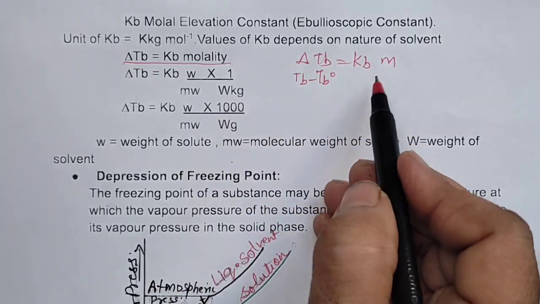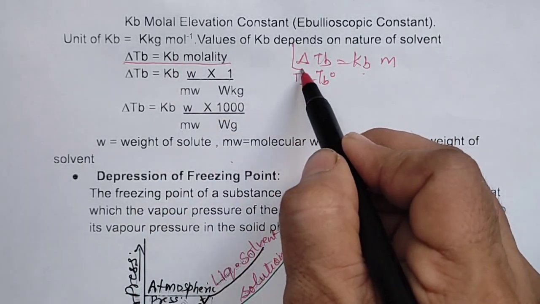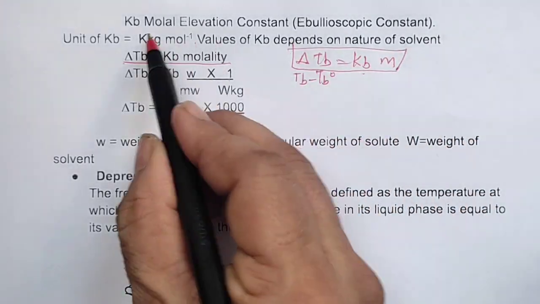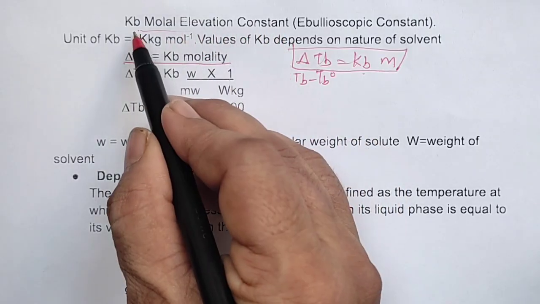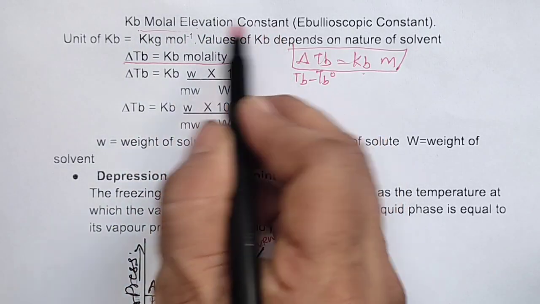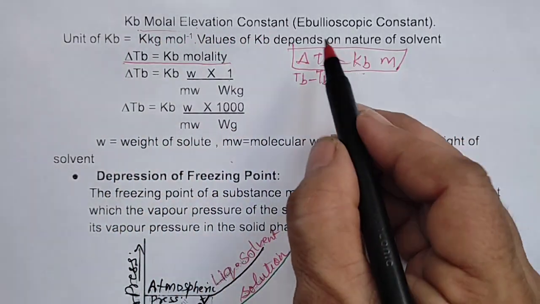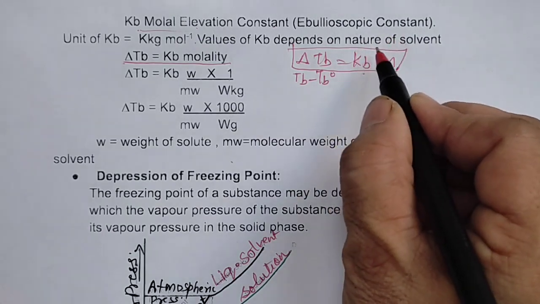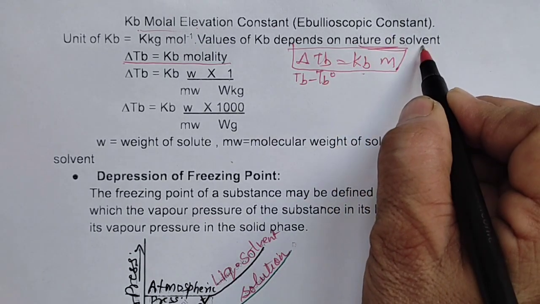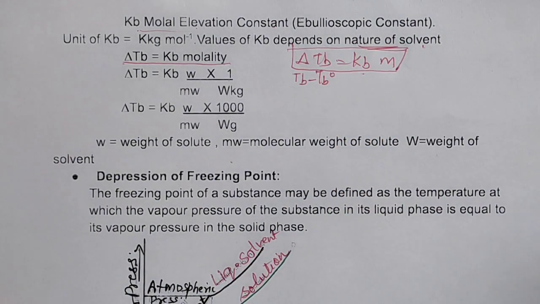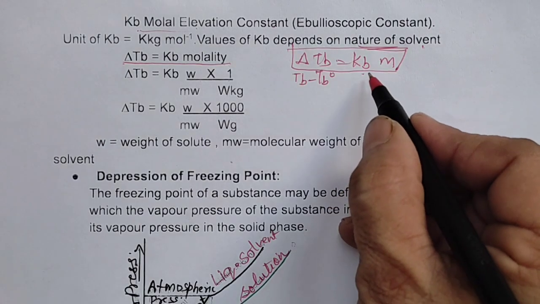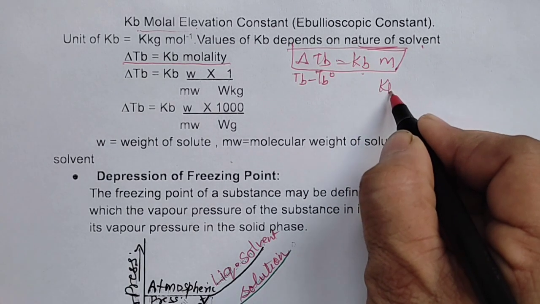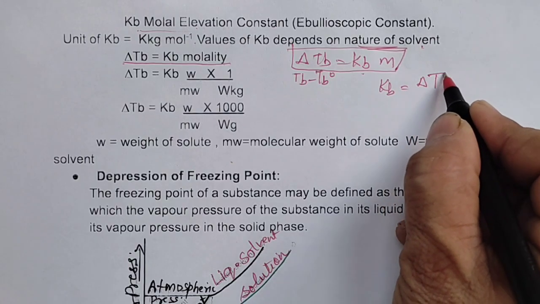This is the formula, children. This is elevation in the boiling point. Now, KB is the molal elevation constant, which is also referred to as the ebullioscopic constant. Ebullioscopic constant. And it depends upon what solvent you take. So different solvents will have a different value for KB. Okay. If we have to see the unit, we can check from here. KB is equal to delta TB by m.